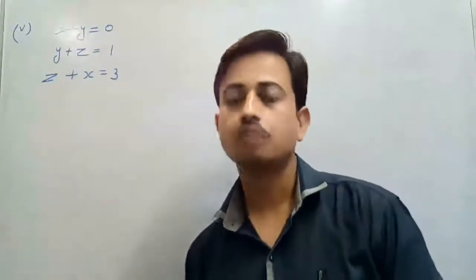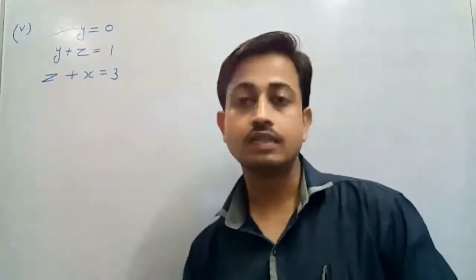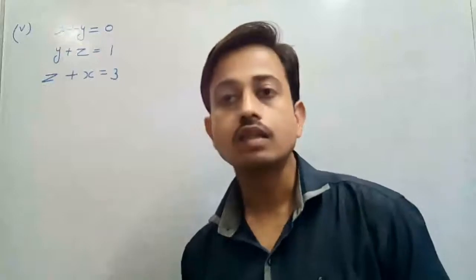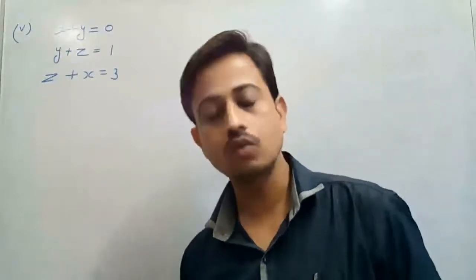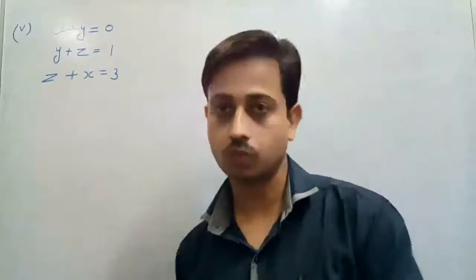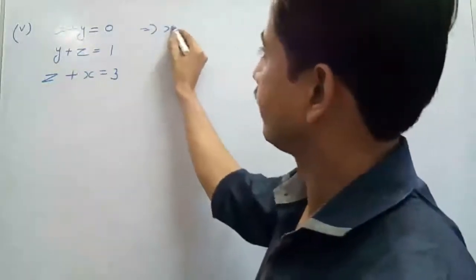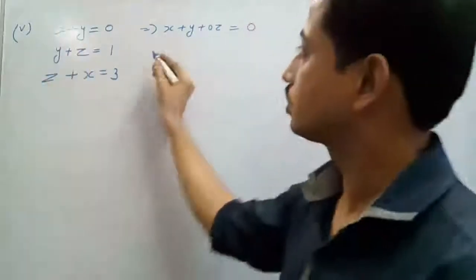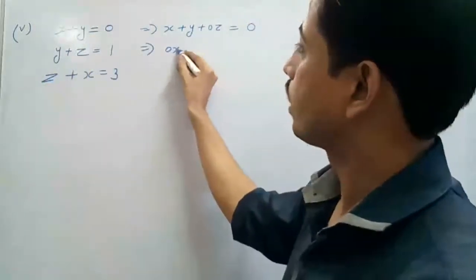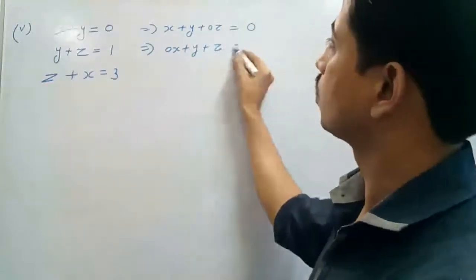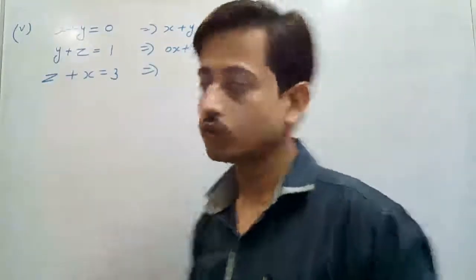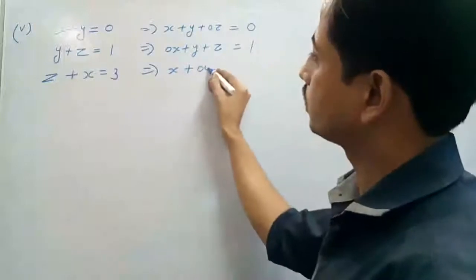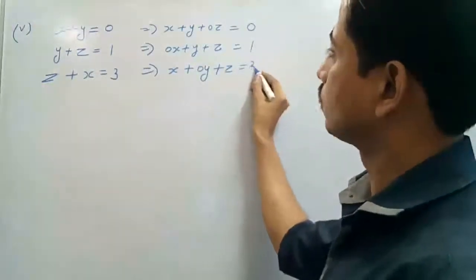This question is also very similar, but the main difference is what? Please look at the question. In this, some variable is missing. So firstly, the step is what? You have to write all the variables. If their coefficient is 0, write 0 in that place. So I can write it as X plus Y plus 0 Z is equal to 0. Similarly, I can write 0 X plus Y plus Z is equal to 1. Similarly, first X plus, here Y is missing, so I am going to represent 0 Y plus Z is equal to 3.